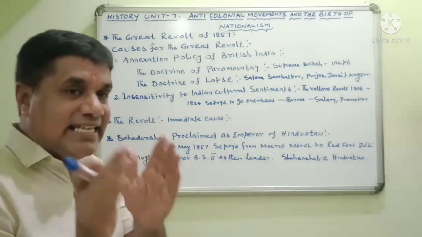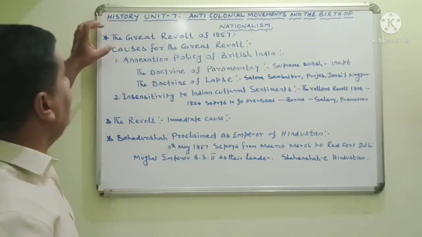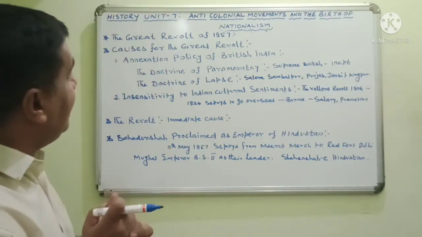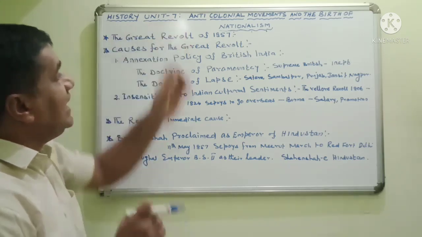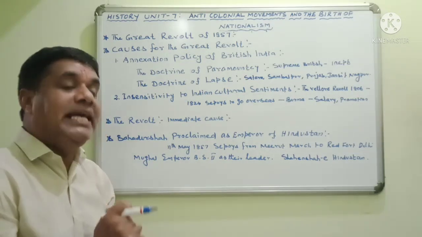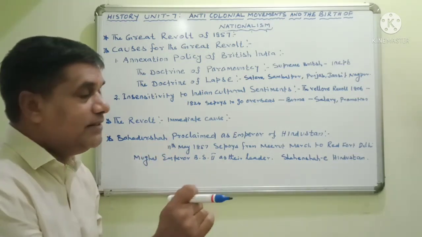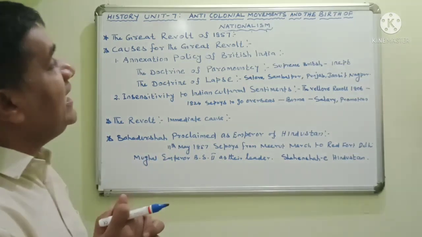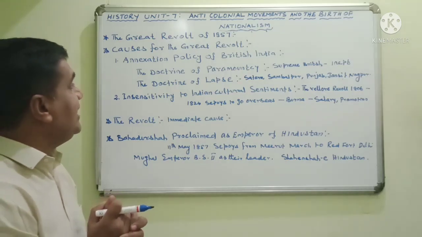Students, listen here. Once again, I am going to recall the Great Revolt of 1857. Causes for the Great Revolt: the annexation policy of British India. Many places were annexed by the British in our country. Many territories were captured by the British.